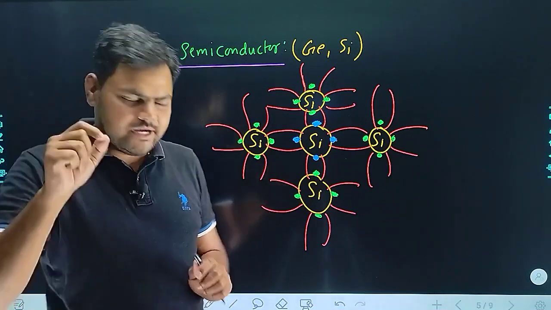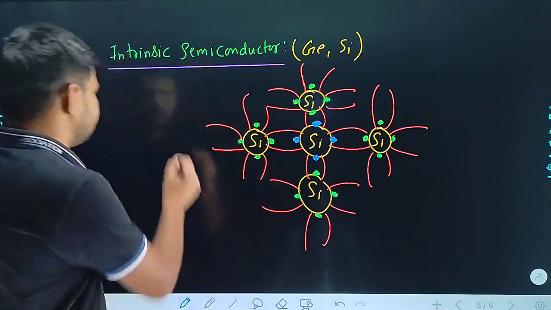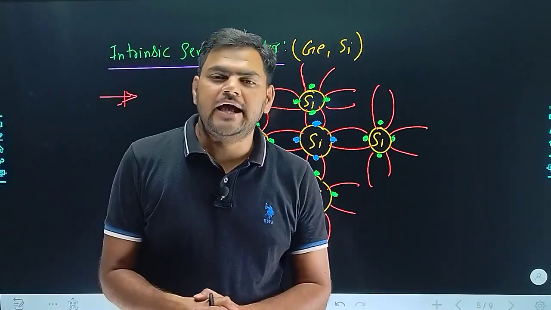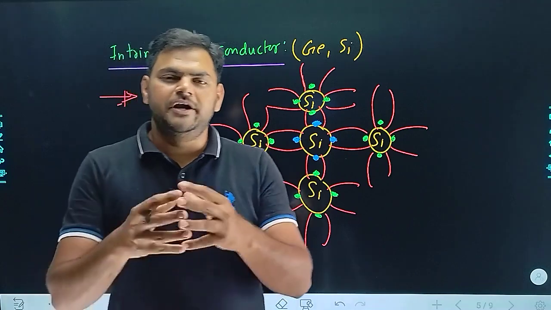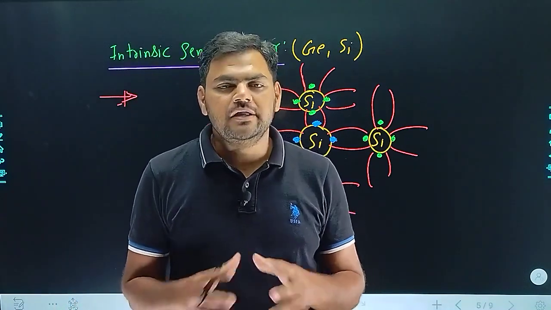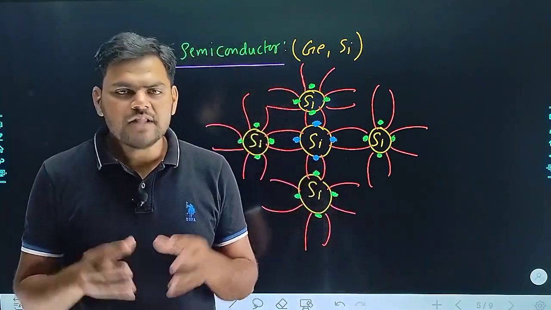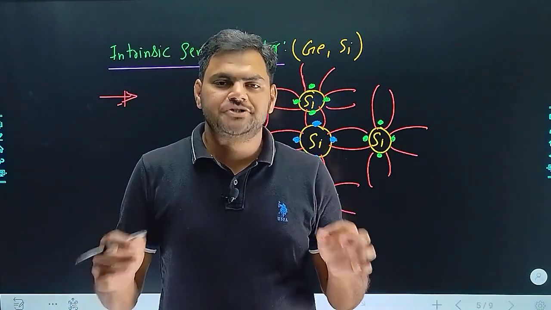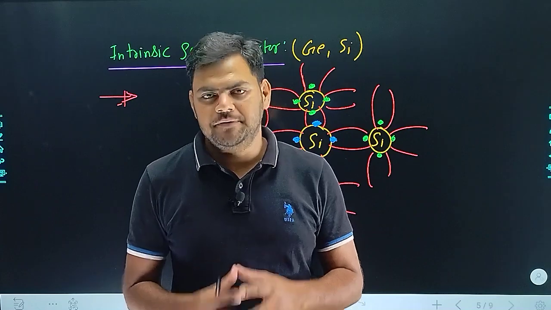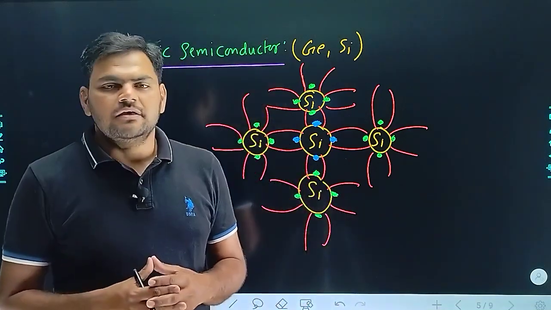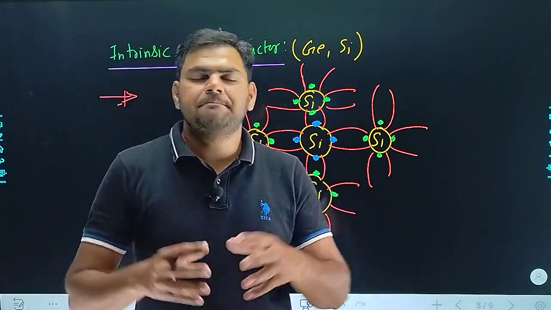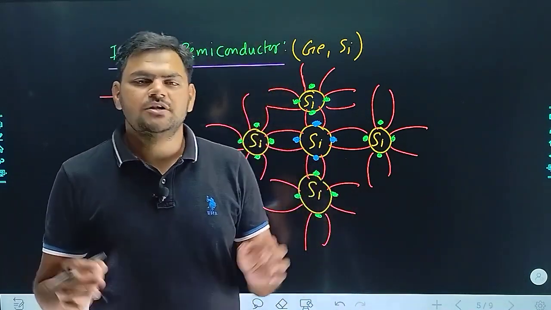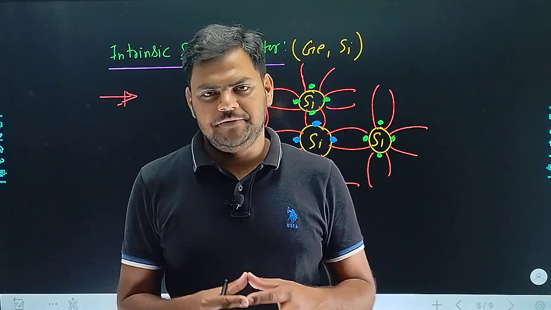Write a point if you want. I'm going to dictate that point. At 0 degree Kelvin, all silicon atoms participate in the covalent bond formation with nearby silicon atoms. Hence, there are no charge carriers at 0 degree Kelvin. Hence, even if a supply is connected across the terminals of the semiconductor, there is no current flow in the semiconductor.